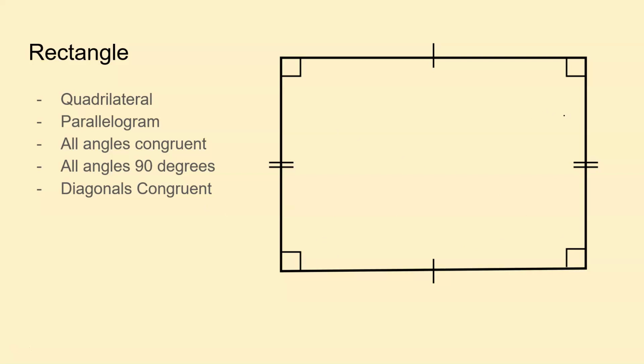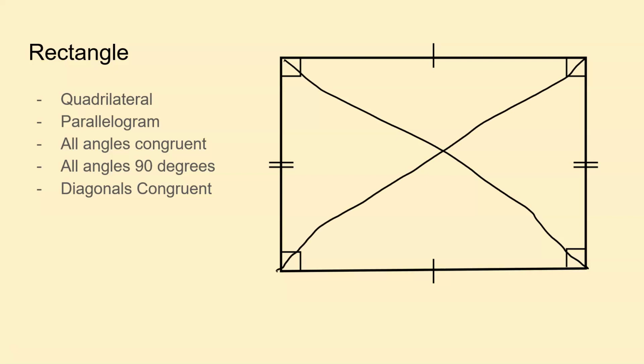So we have the opposite angles still congruent, and the consecutive angles still supplementary, but now they're all actually 90 degrees. So we have four right angles, and this time the diagonals are congruent as well. Before, with the parallelogram, we just had the diagonals bisecting each other, but they're not the same length. With the rectangle, the length of the entire diagonal is the same. So these two lengths are the same. Right?